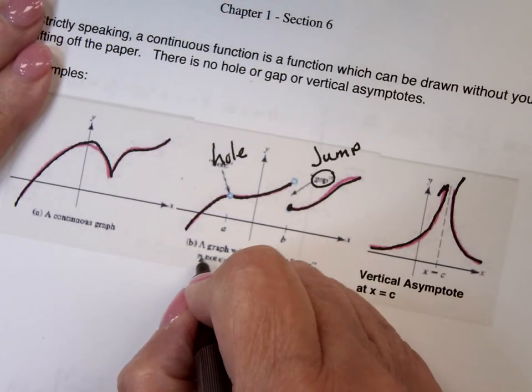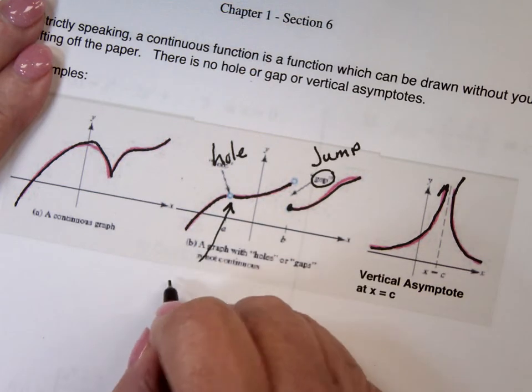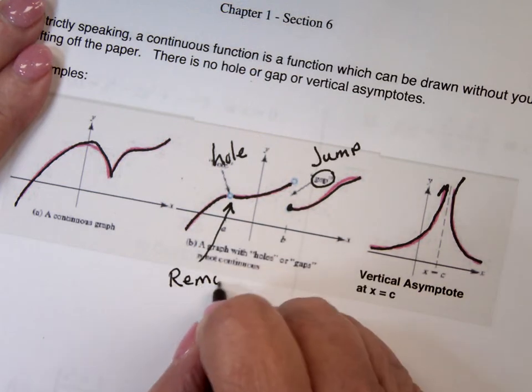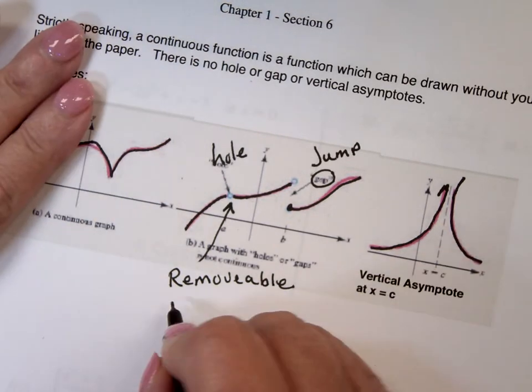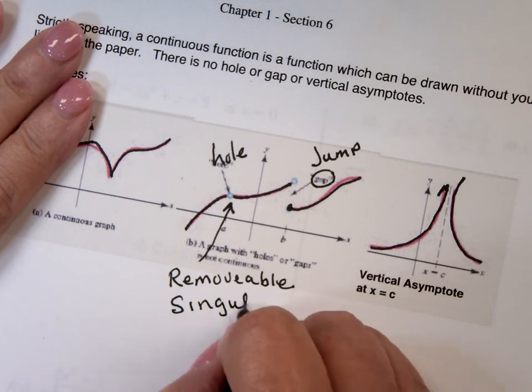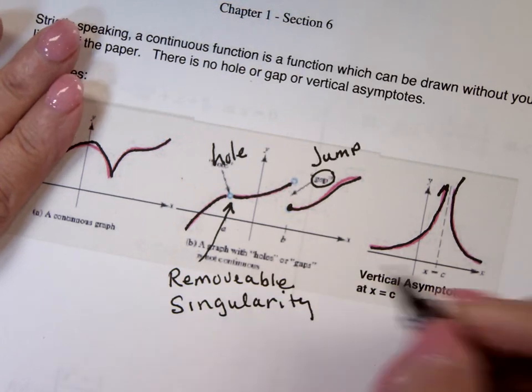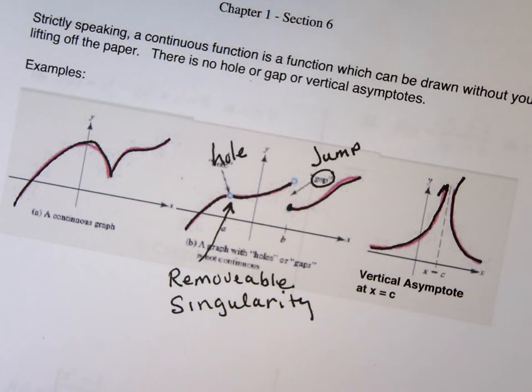By the way, this hole is called a removable, and here's the big word, singularity. He is a removable problem. Holes are removable. I've removed the issue. So the limits exist. I removed the problem. And by the way, when you get into graduate level calculus, we can find something which is continuous almost everywhere.